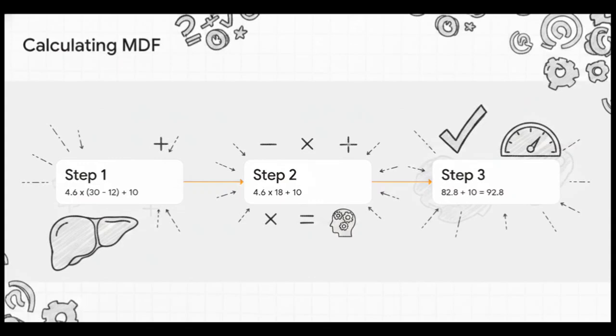Okay, let's break down the math step by step to see exactly how we derive the answer. Step 1, we set up the formula. 4.6 times the PT difference, which is 30 minus 12, plus the bilirubin of 10. Step 2, we calculate that PT difference. 30 minus 12 is 18, so it's 4.6 times 18 plus 10. Step 3, 4.6 times 18 is 82.8. We add the 10 for bilirubin, and we arrive at our final MDF score of 92.8.